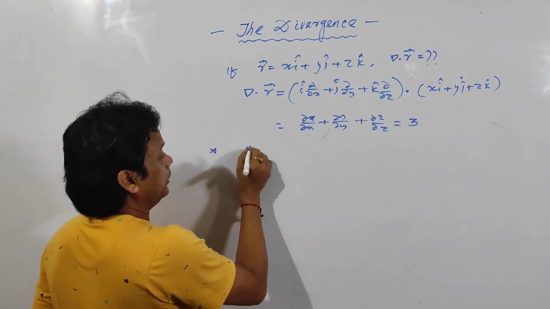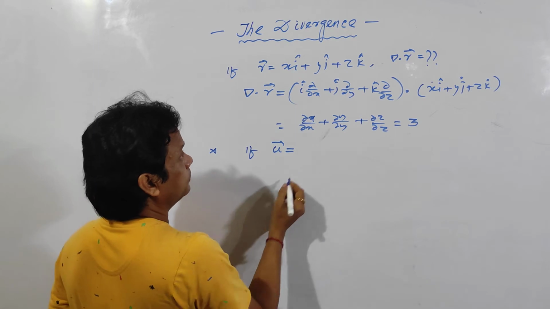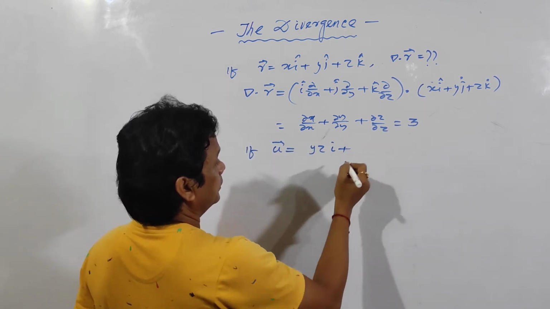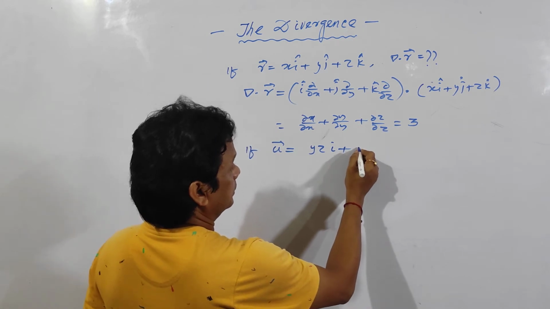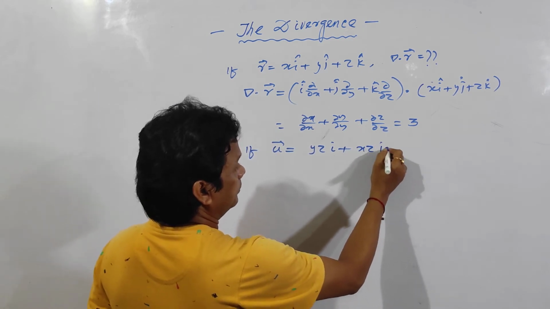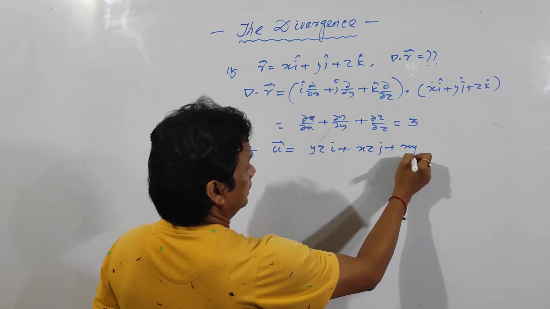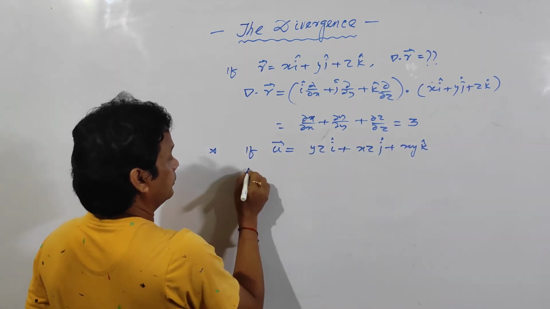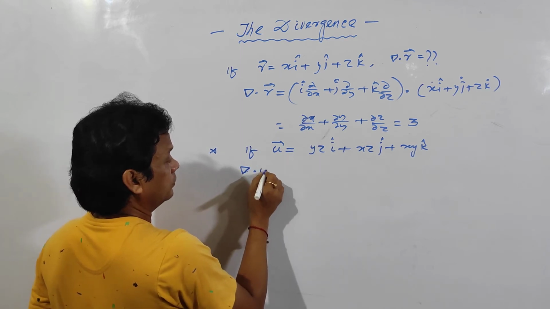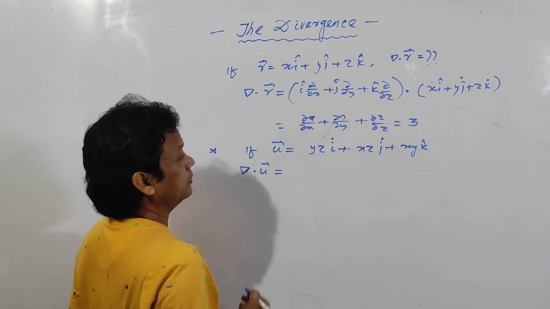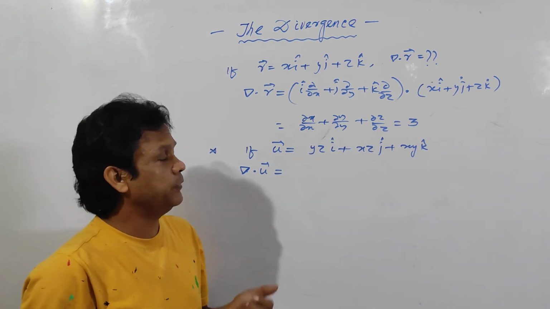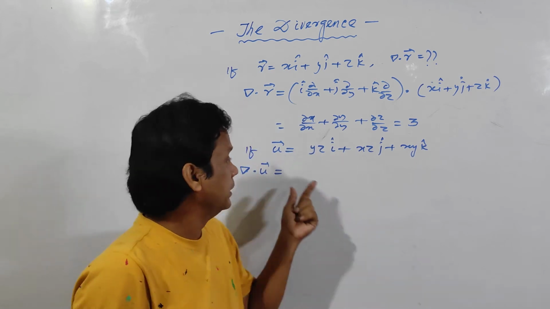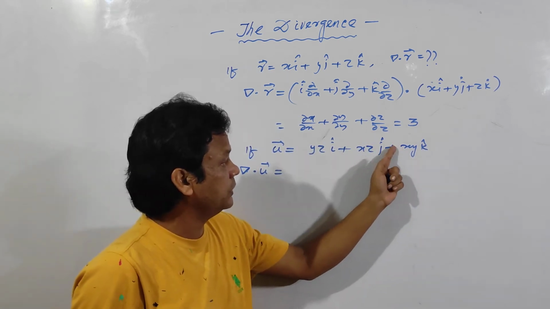And see here, if u vector is equal to yz into i cap plus xz into j cap plus xy into k cap, then what is del dot u? I have told you the definition: del f1 by del x plus del f2 by del y plus del f3 by del z. Here this is f1, this is f2, this is f3.